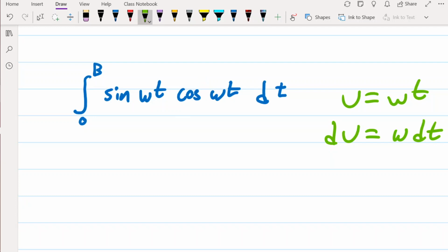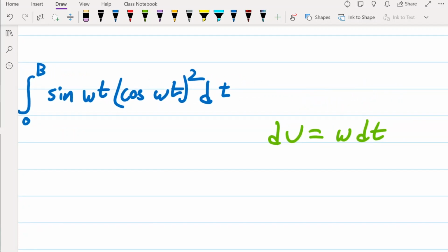Okay, so let me rewrite it. Now, does it look like something you can substitute? Like setting u equal to cosine of wt and then taking the derivative of that to get opposite sine wt times dt. Okay, I see where you're going with this. Also remember your chain rule, because if you don't, you're going to miss a big chunk of the problem.